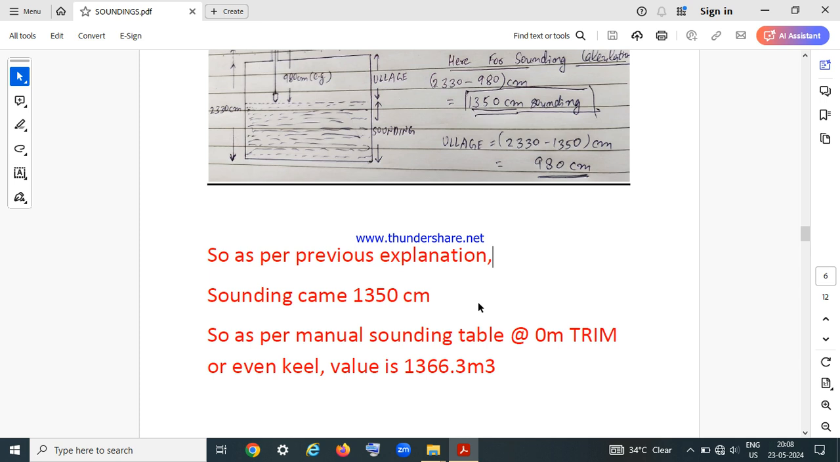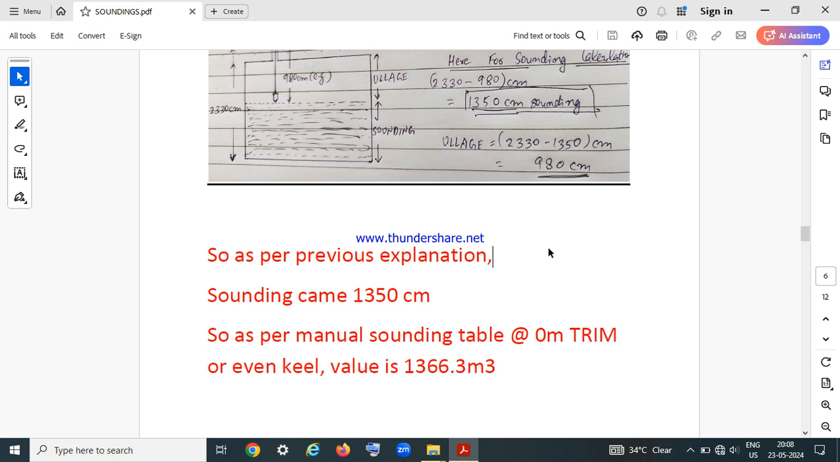And suppose the forward draft is less and the aft draft is more. Generally, you will find this condition when the aft draft is more and the forward draft is less. That will give you a negative trim. So from the sounding table, after taking the forward and aft draft, you have to calculate.